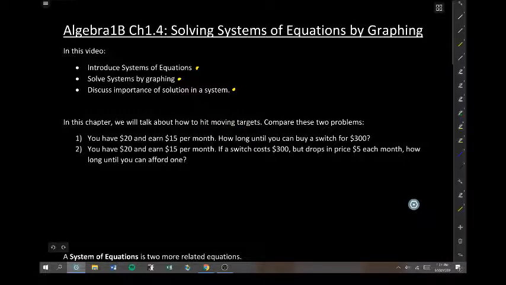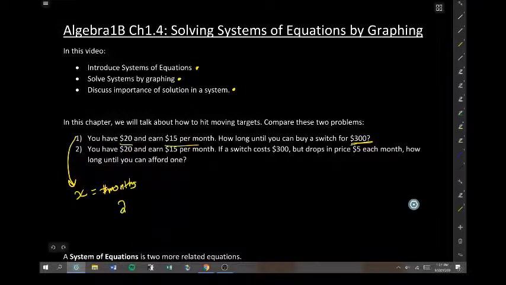So compare these two problems. In problem 1, you have $20 and earn $15 per month. How long until you can buy a Switch for $300? This is a problem that is very simple to solve, and you've solved many problems like this before. There's only one thing we don't know. In problem 1, the only thing that we don't know is how much time it takes. How many months do we need? That's our variable. x equals number of months.